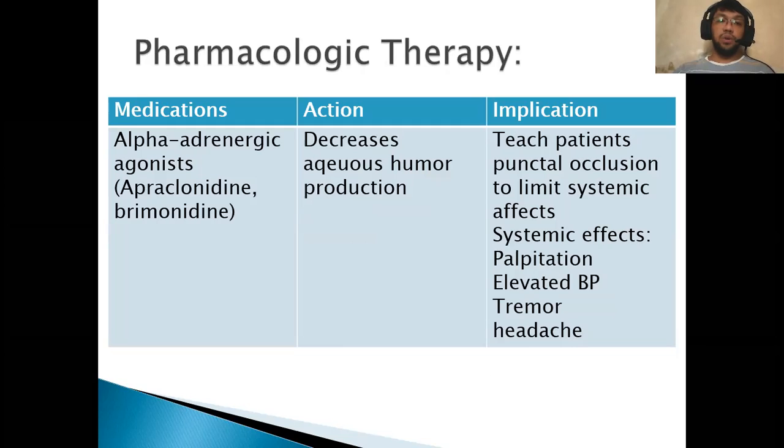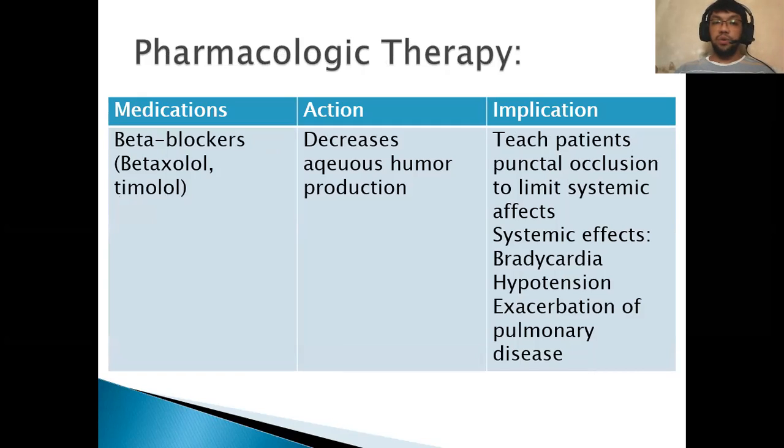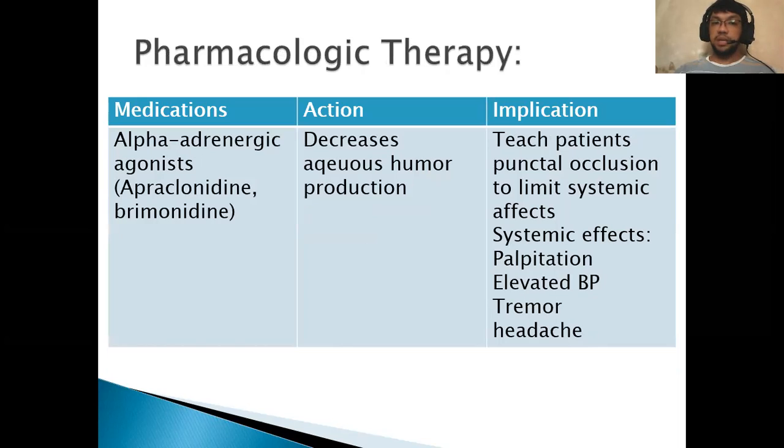Next, we go to alpha adrenergic agonists, apraclonidine and brimonidine. This again decreases aqueous humor production. The side effects would be similar to the adrenergic agonists here: palpitation, elevated BP, tremors, and headaches.